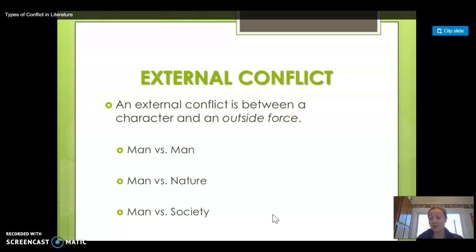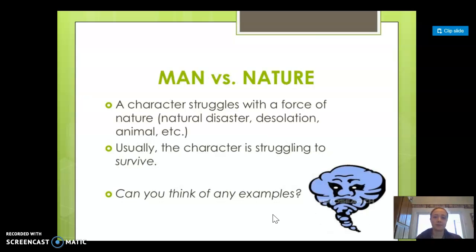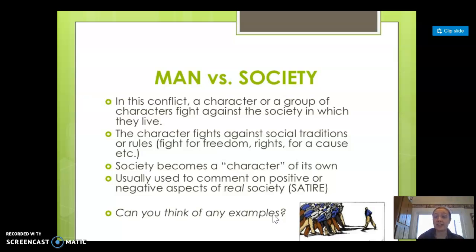And then man versus society. In this conflict, a character or a group of characters fight against the society in which they live. The character fights against social traditions or rules, fights for freedoms, rights, for a cause, etc. And so society becomes a character of its own. A good example is the Hunger Games. Katniss and the people on her side, pretty much the entire nation, is against the Hunger Games because their children are getting killed every year for this event that just is for amusement for the capital. That is a really great example of one character or a group of characters going against society's traditions.